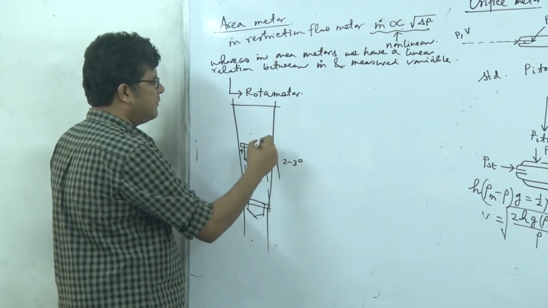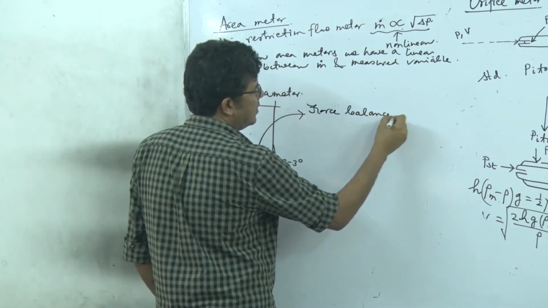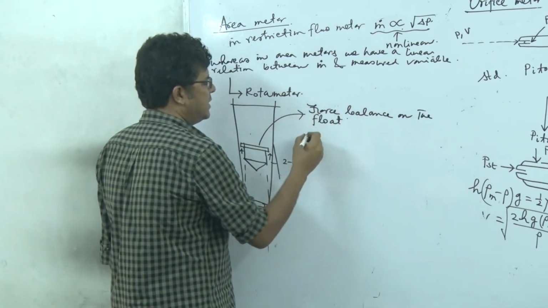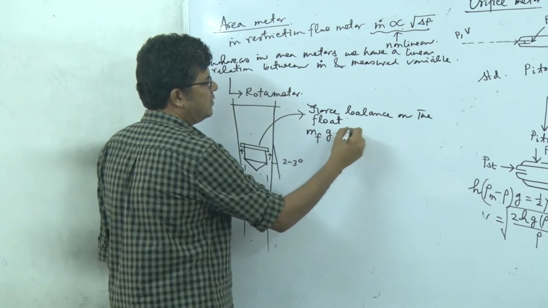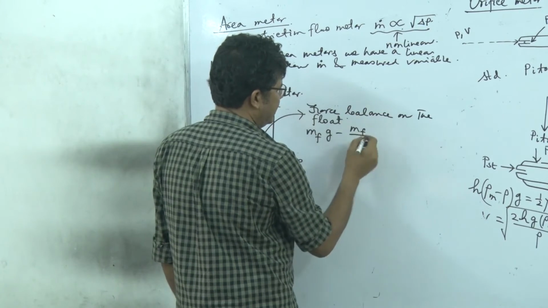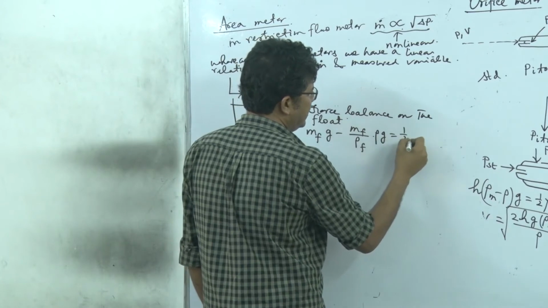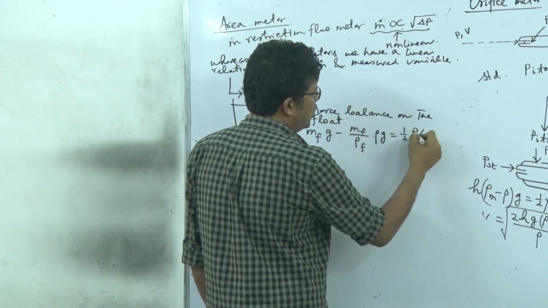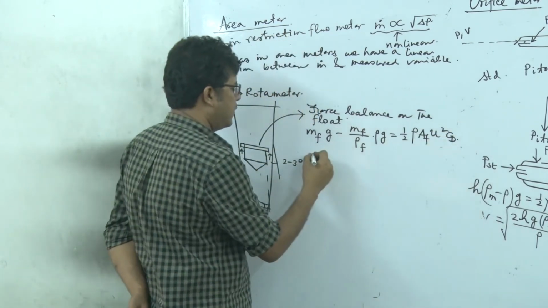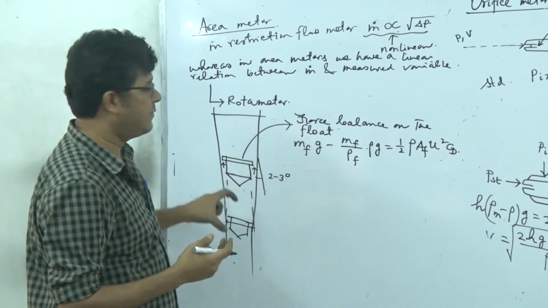So you see on that float, the force balance on the float, what will it yield? It will yield the mass of the float into g, minus the buoyancy, mass of the float divided by rho float into rho into g, which is basically equal to the drag force. So half of rho into A float into U square into CD. So you see this typical drag formula for static float position. The float is not moving.